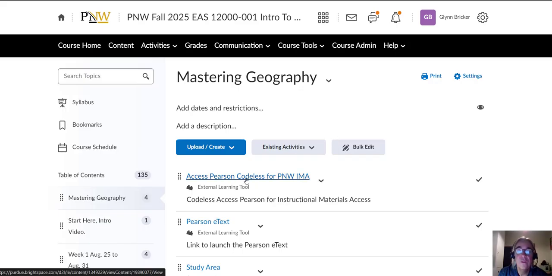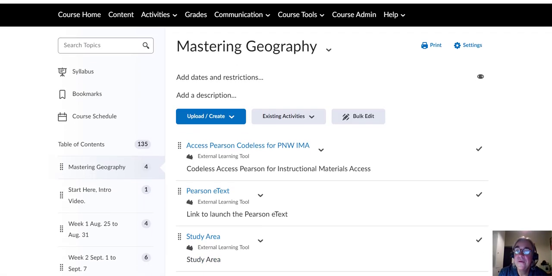Access Pearson Codeless. If you have done that to register for the class, and you do this again, it'll take you to the class that has the e-text, the study area, and all that together. So you can take a look at that. I won't do that now though. Okay, so play around with it.